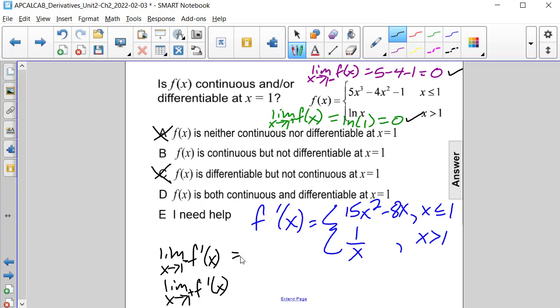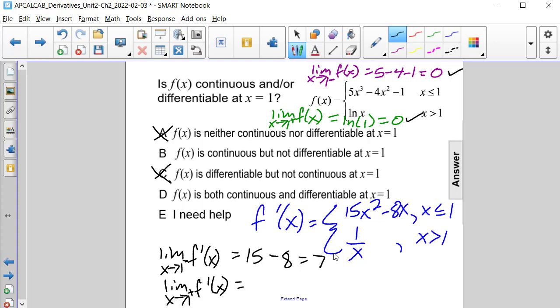So we're going to find both of these, and they will be equal to the slope of those tangent lines. And if we substitute 1 into our first one, we will get 15 times 1 squared, which is 15, minus 8 times 1, which is 8. And when we evaluate this, it'll be 7.